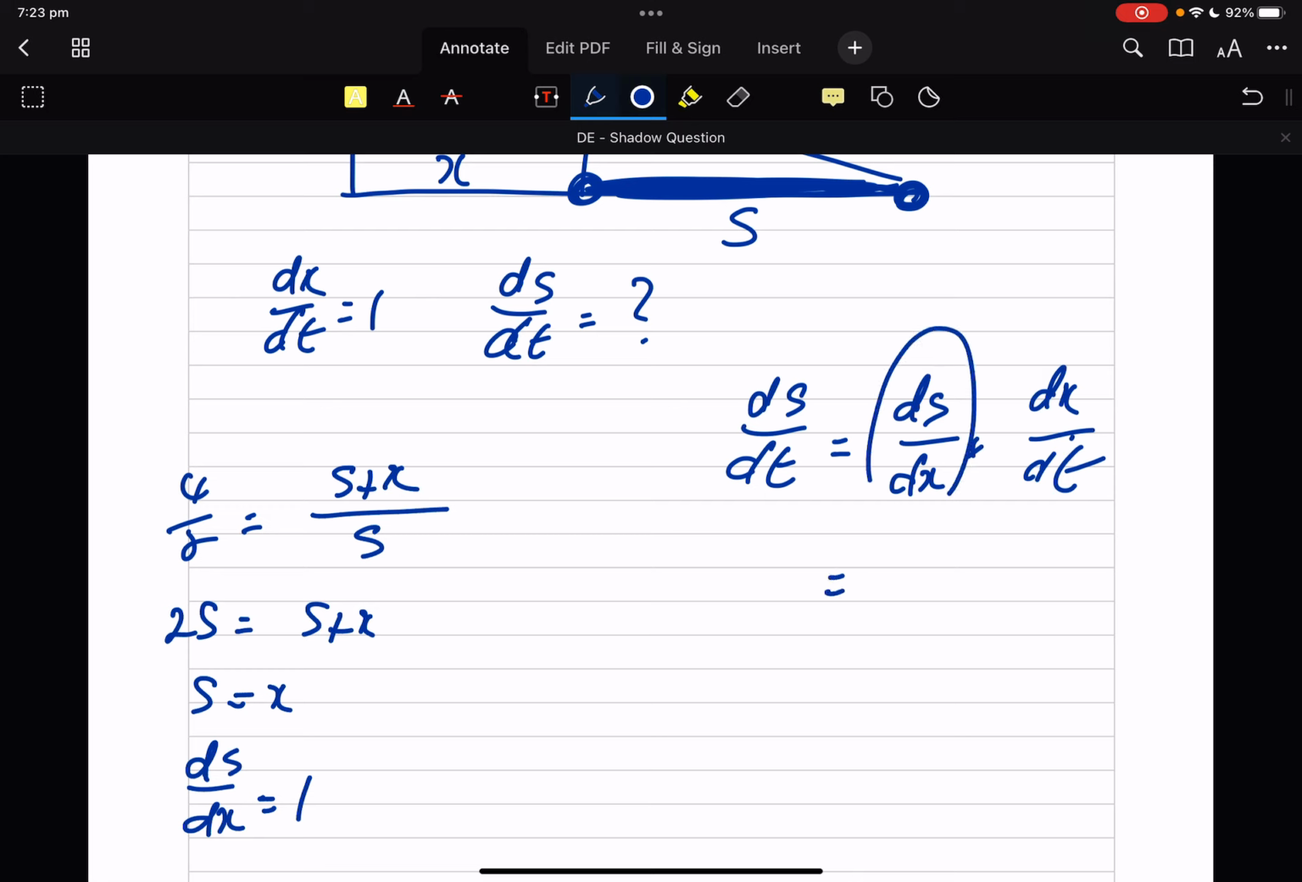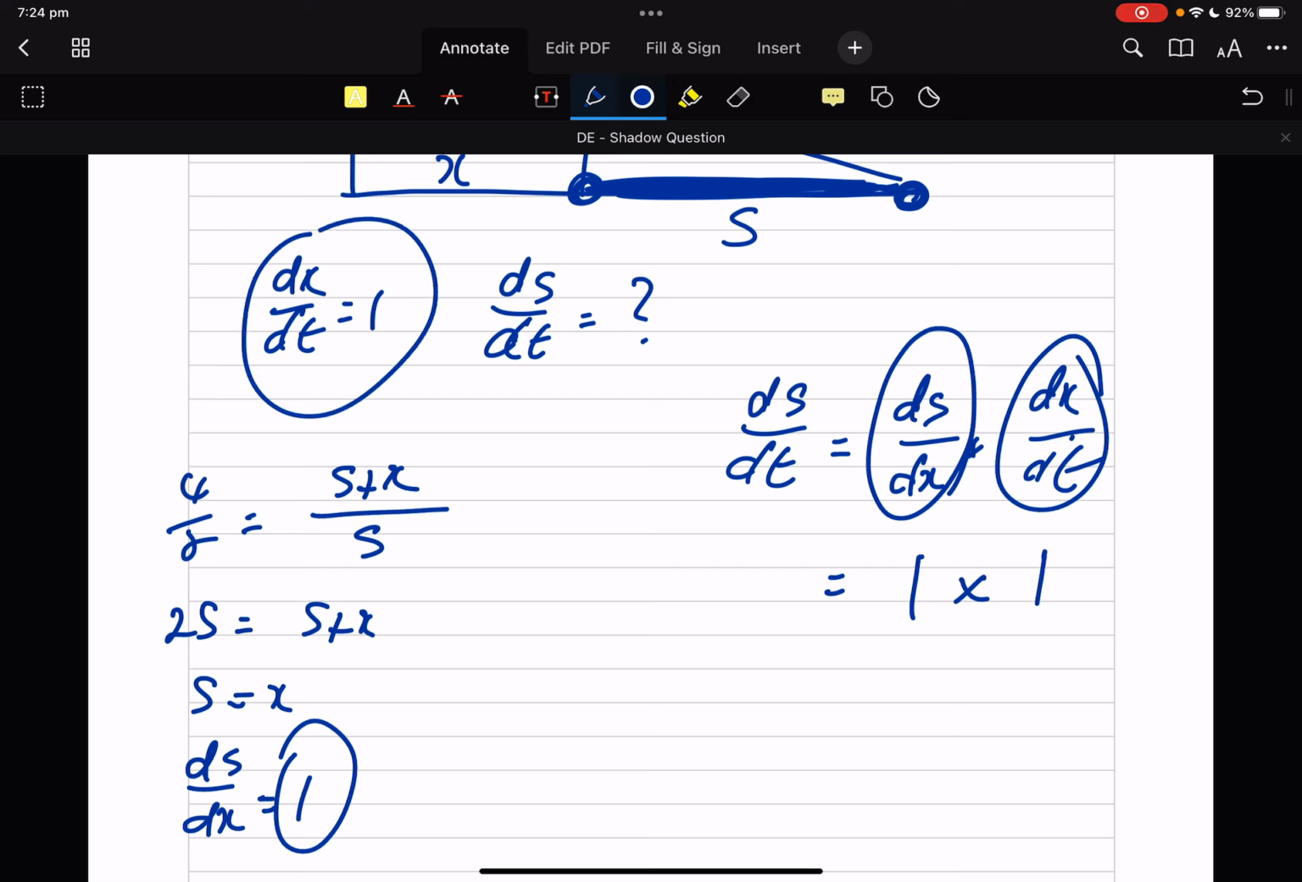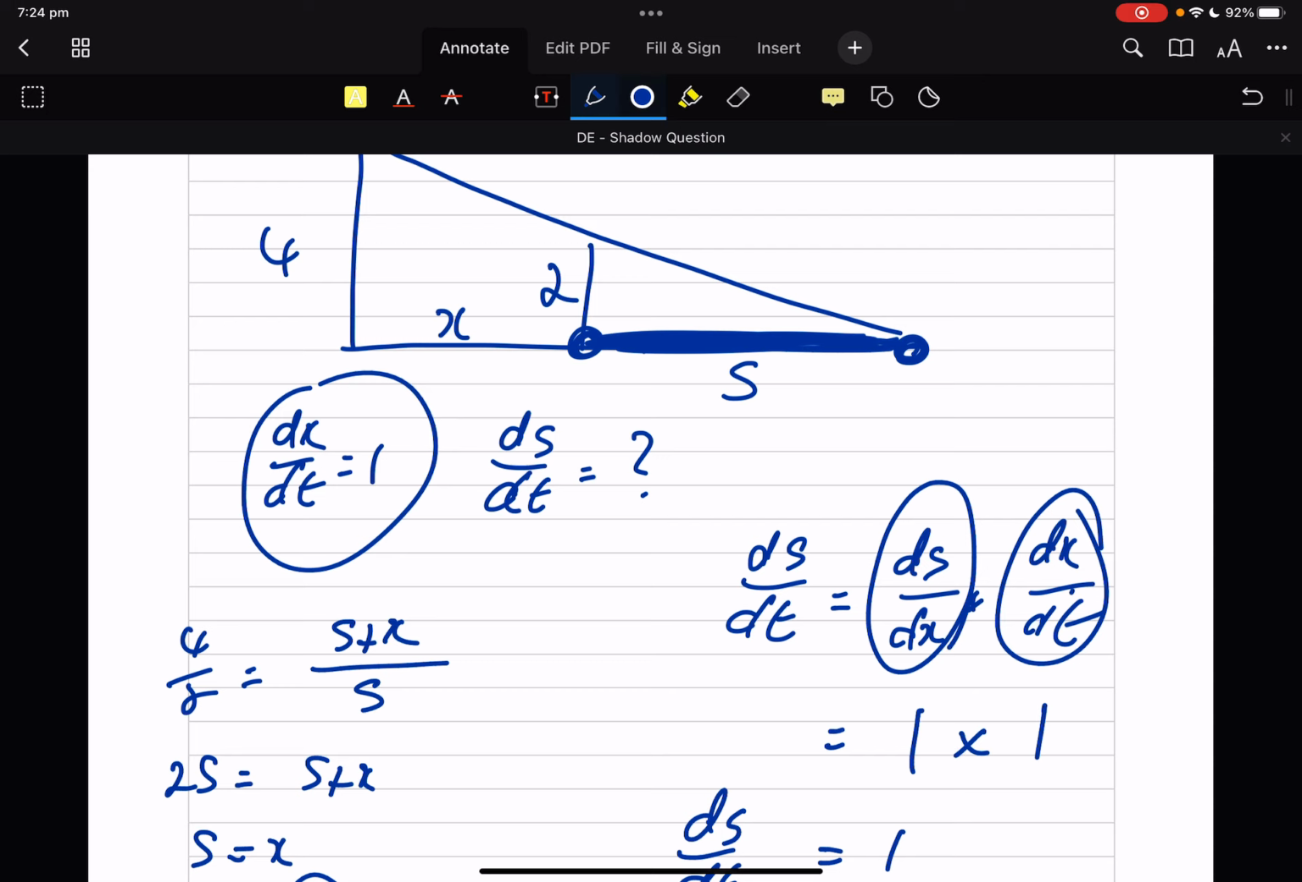So ds dx is 1, and dx dt is 1. What's 1 times 1? 1. So the shadow is growing at a rate of 1 metre per second. And that's the answer. That's all you really have to worry about.